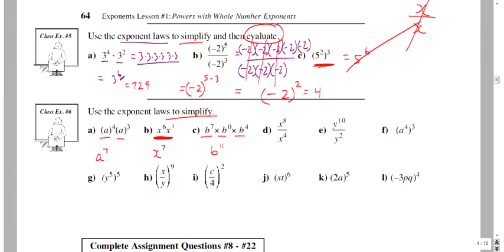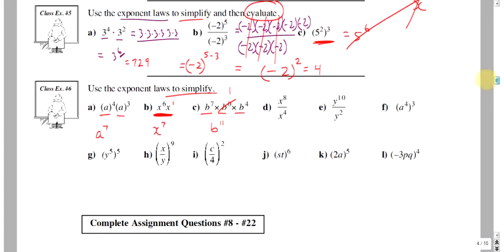Yes, that's the same as anything to the 0 is just 1. I still have b7 times b4, okay, times 1. 7 and 4 is 11, okay? Either way you want to think. Dividing with the same base, 8 minus 4 is 4. 10 minus 2, 8. Dividing with the same base.